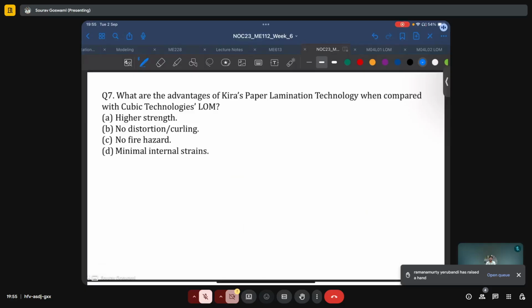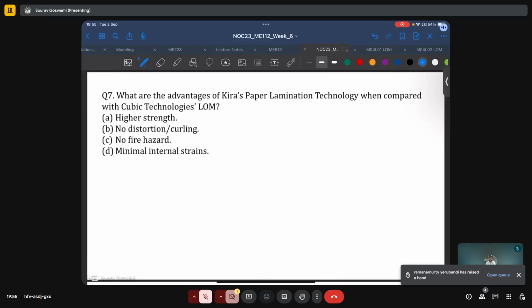The seventh question is asking us, what are the advantages of Kira's paper lamination technology when compared with cubic technology alone? Does it give higher strength? Does it prevent distortion and curling? Are there no fire hazards associated? And does it introduce minimal internal strains?